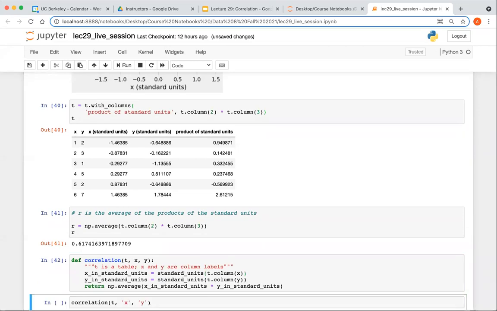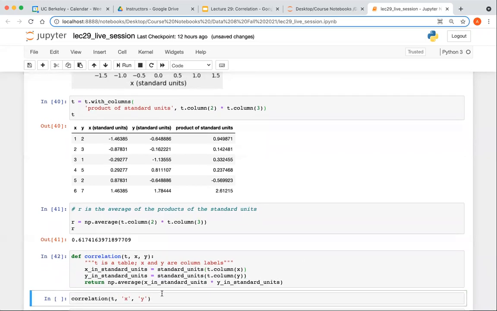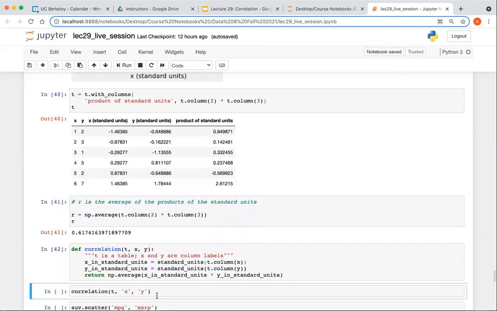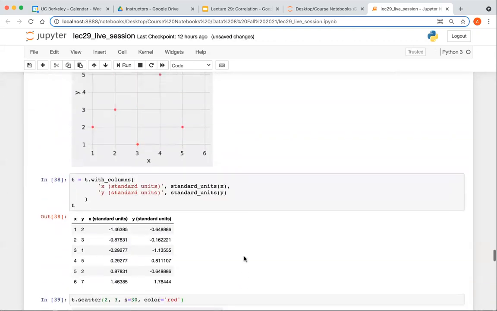Okay, so please make a note somewhere. You are going to have to be able to define these functions, standard units and correlation, by yourself. What I'm going to do is I'm going to apply my function. My table was called T very boringly, and its columns were called X and Y very boringly. I'm just going to apply my function and see what I get. I get 0.6174. What did I get before?